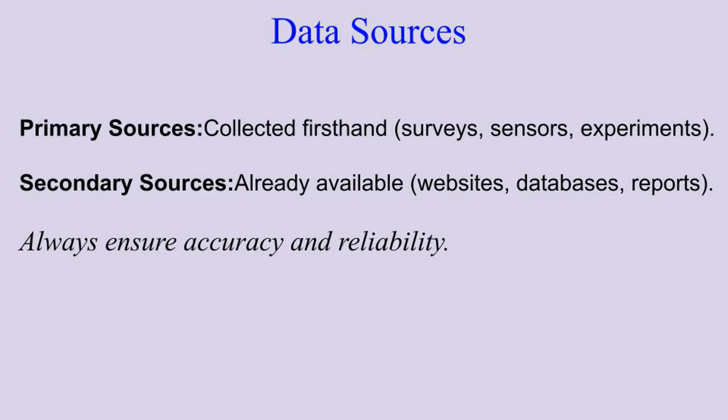Data can be gathered directly through experiments and observations, or from secondary sources like reports and public datasets. But it's crucial to ensure that data is accurate, complete, and up to date. Remember, wrong data means wrong conclusions.